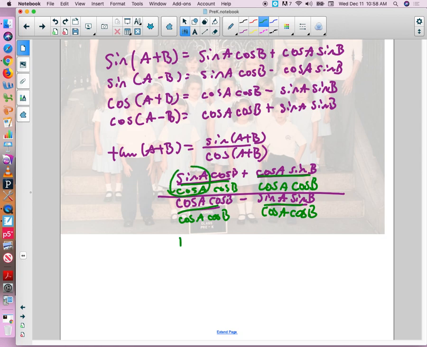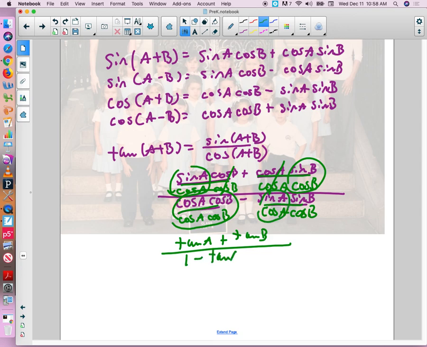That gives you tangent A, and this cancels out. This cancels out, and this gives you tangent B. On the bottom, this gives you 1 minus tangent A times tangent B. Do y'all all see that on your page? Okay? So that's how they got this one. I still didn't show you how in the world they got those.